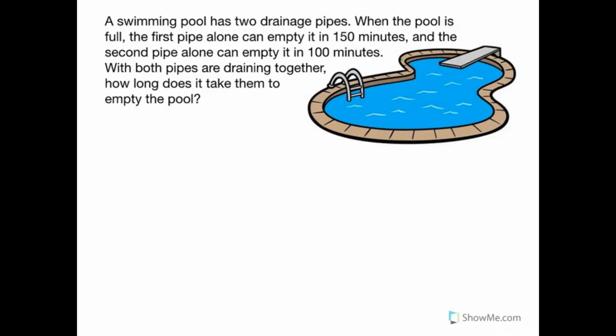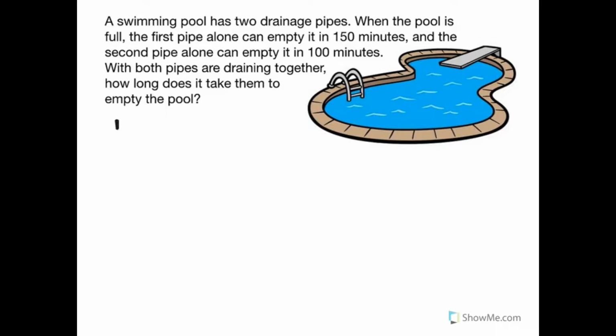Now, a lot of people start thinking about the average of 150 and 100, but that's not what's happening here. The result should always be less than the lowest amount of time, because the other pipe is helping it do it faster.